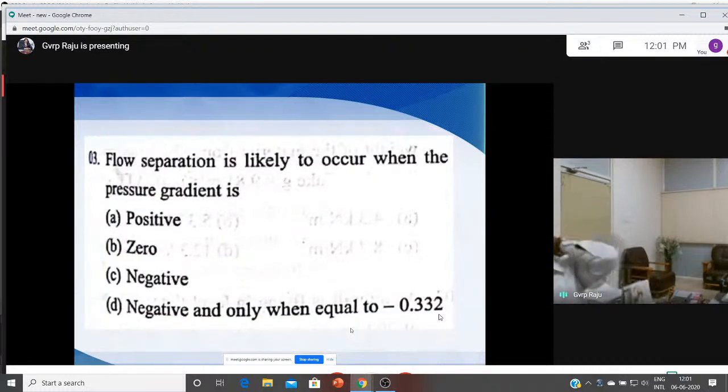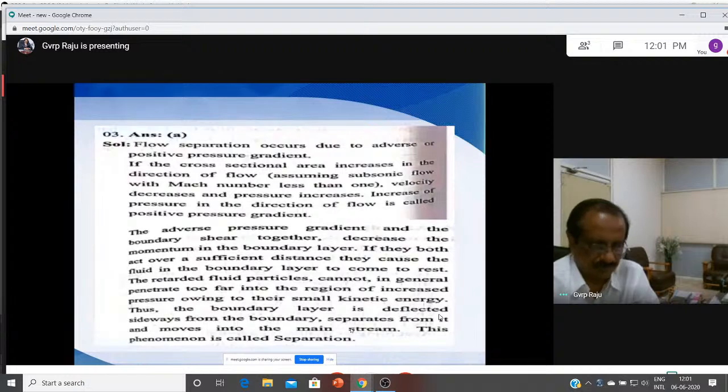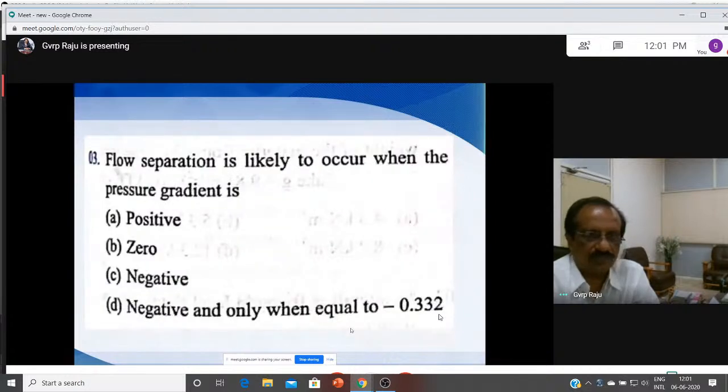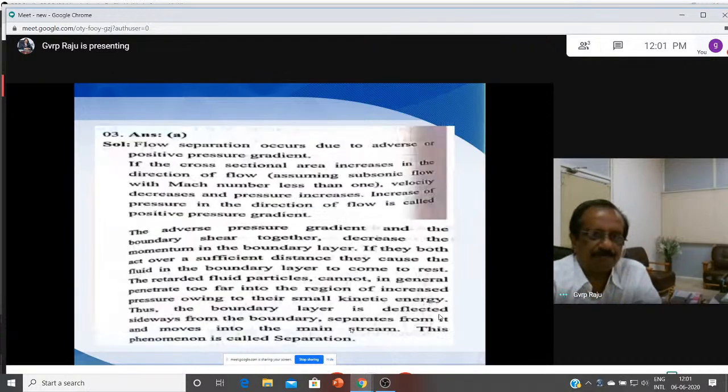So the flow separation is likely to occur when the pressure gradient is obviously positive. The answer is positive here. We have the explanation, but when the pressure gradient is positive only, then you can expect separation of the flow, which we have discussed at length.